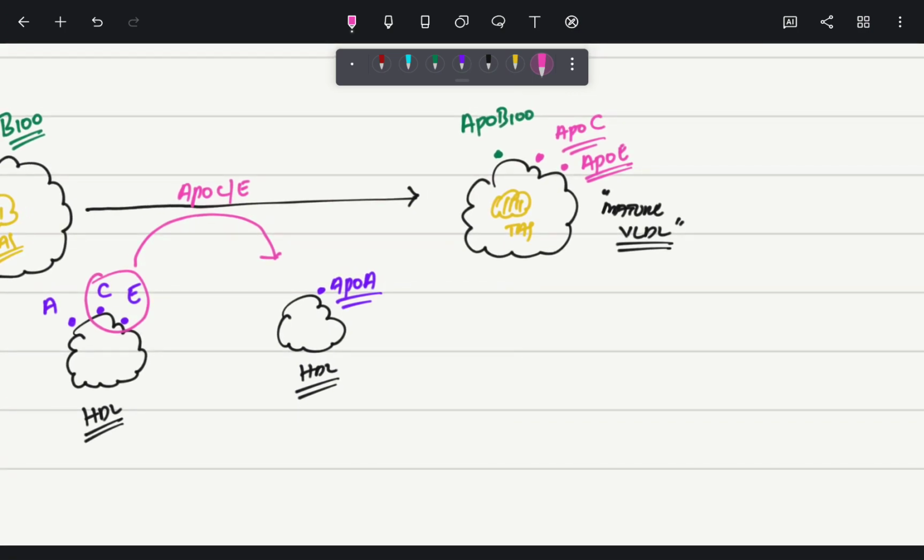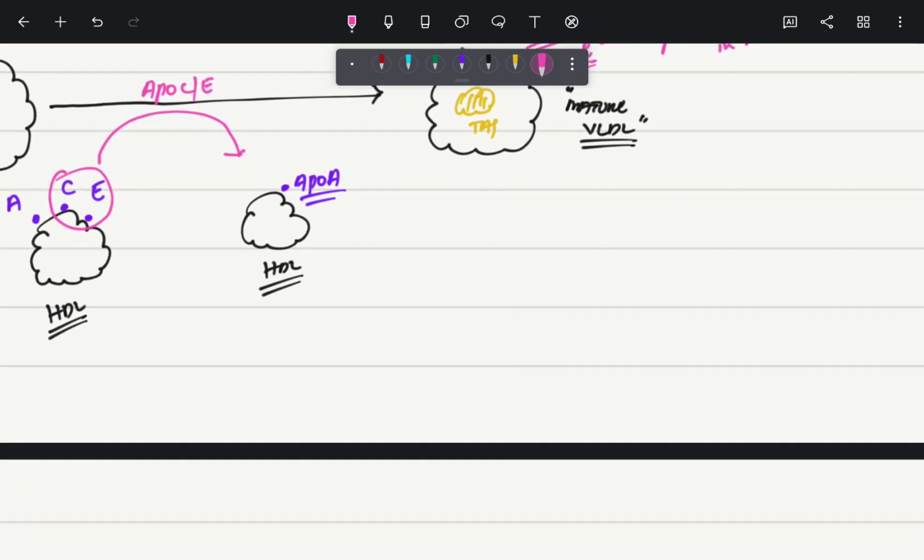In my previous videos, I already told you that apoprotein C is required by lipoprotein lipase, and apoprotein E is required for destruction in the liver. Don't worry, I will explain this briefly, because in my previous video I already explained the receptors, apoprotein C and apoprotein E and their importance, and in this video I'll just give a brief introduction about it.